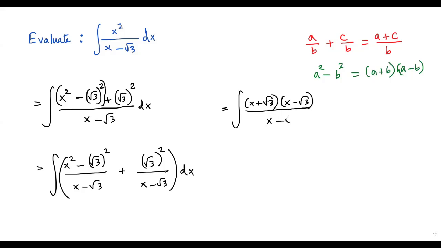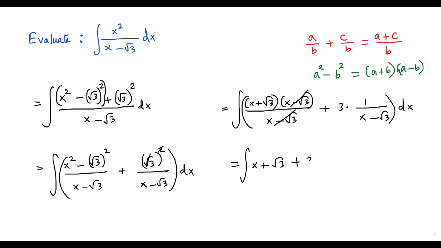In the denominator, we have x negative square root of 3 positive. So we can write this square root of 3 the whole square as, actually, this square root, square, and this root cancelled. We just have 3 in the numerator. That 3 also can be written separately, that is 3 times 1 over x negative square root of 3 dx. Okay, here this x negative square root of 3 can be cancelled. I am getting the integral of x positive square root of 3 positive 3 times 1 over x negative square root of 3 times dx. Okay, now we can start doing integration.